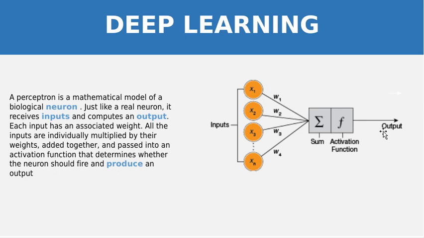Like the human neuron is also using the same concept: it takes the input, processes it, and produces the output. Similarly, the perceptron is also the same concept from the neuron, and it also uses the same concept of processing the input and producing the output.